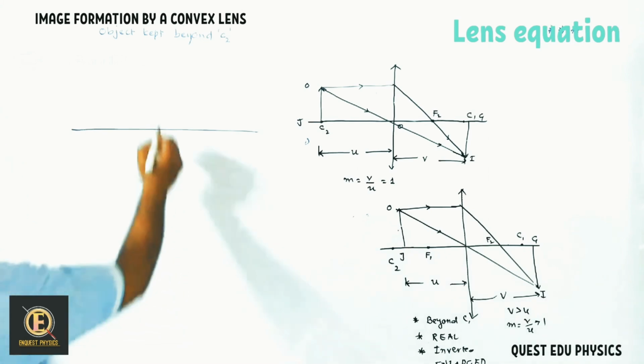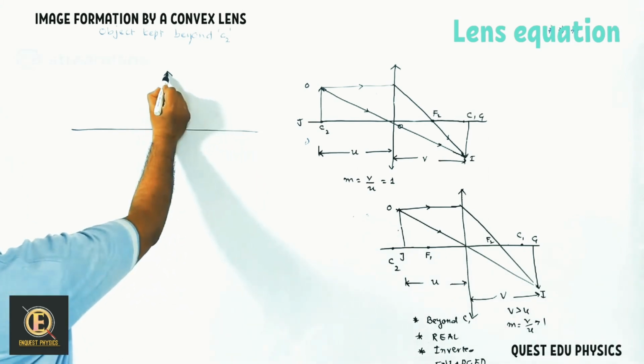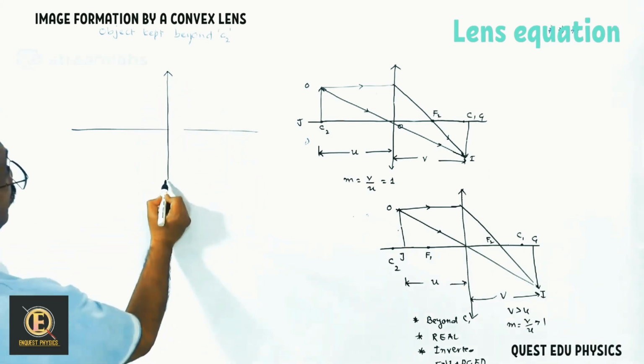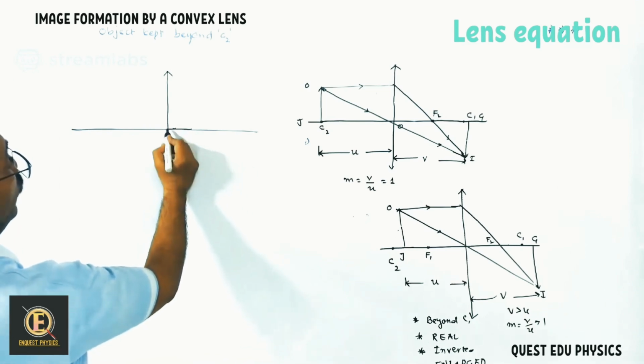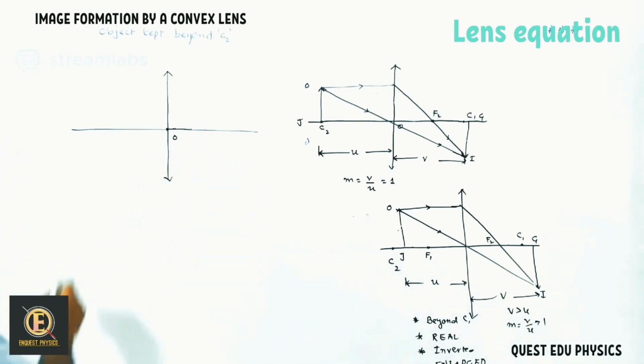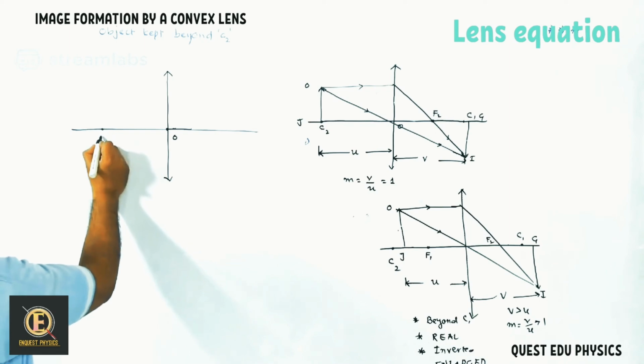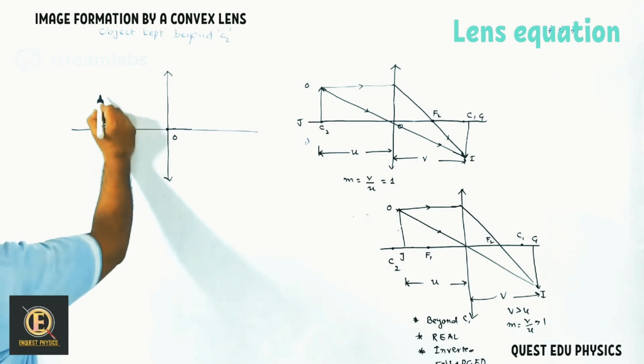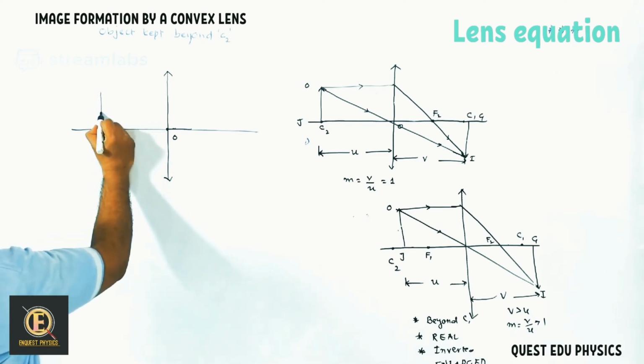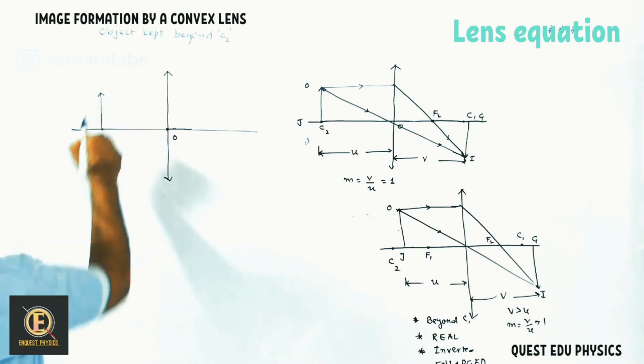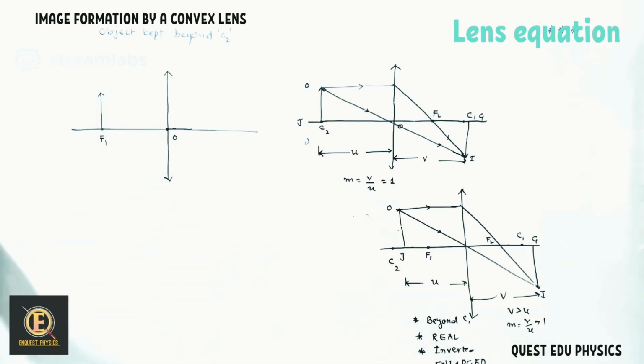This is the same principal axis. Actually, we have to draw the lens first. Later, we have to locate the principal axis. This is the optic center, and it is the first focus, students. Here, I am keeping an object. The object is kept here, and I have learned how the image will form.